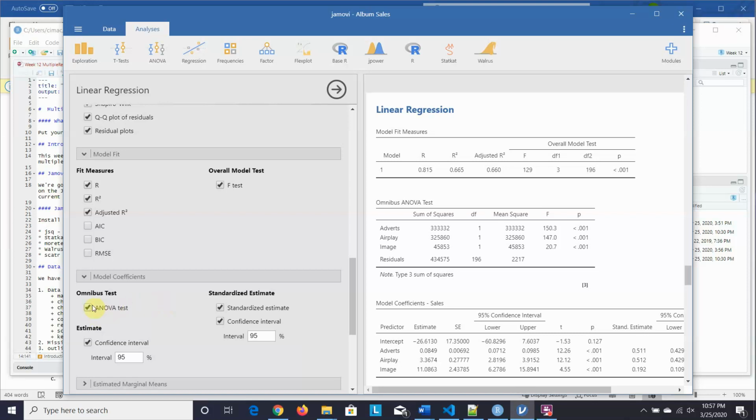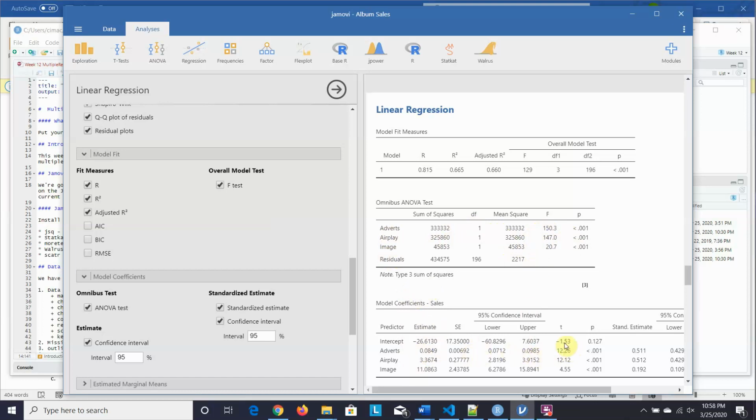So this omnibus test is a little different for me because I've always used SPSS in the past, and I have not seen this particular piece of output, and I'm not really sure what it tells us. You'll notice that we have an ANOVA table here, with each of our predictor variables and the residuals, with sums of squares, degrees of freedom, mean squares, and an F for each one. I'm not really 100% sure what this gives us over and above our model coefficients table, which is what I'm used to looking at.